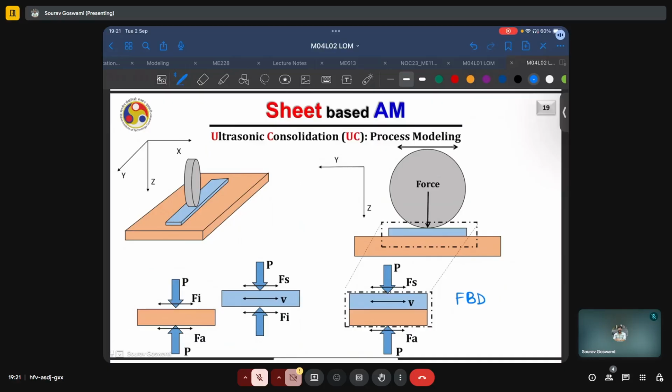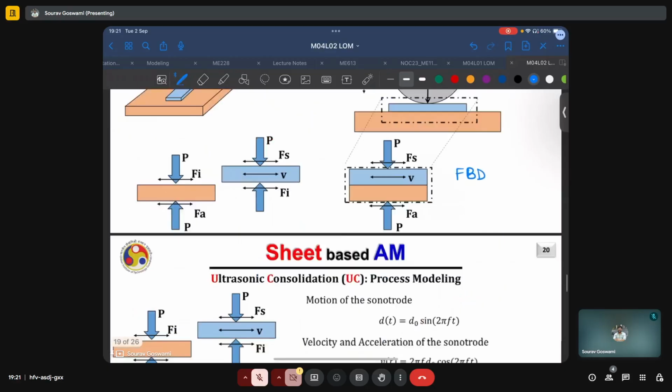Fa is the frictional force at the, say, pre-deposited layer and base plate interface, and we separate these two in the diagram to the left. Fi is the internal frictional force.